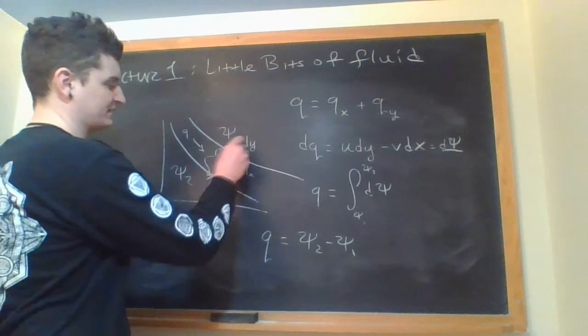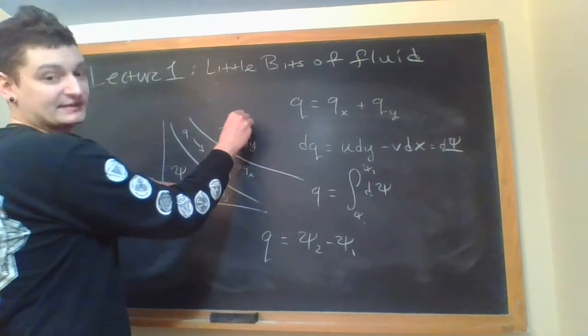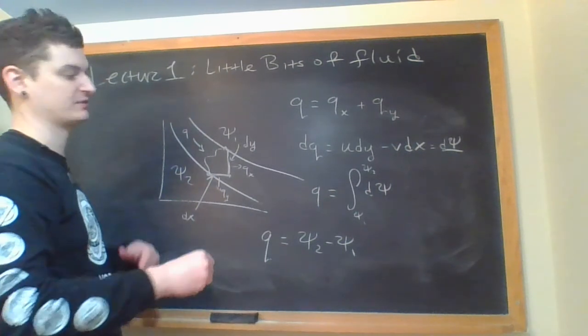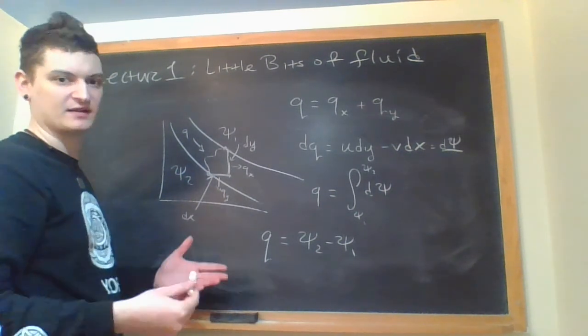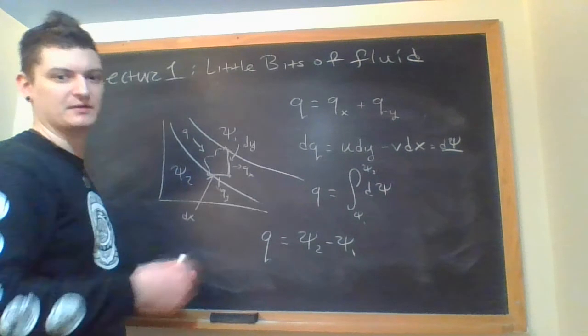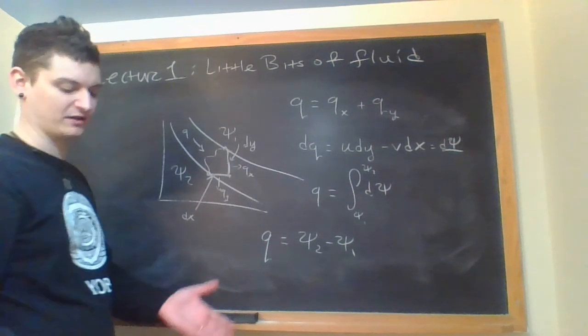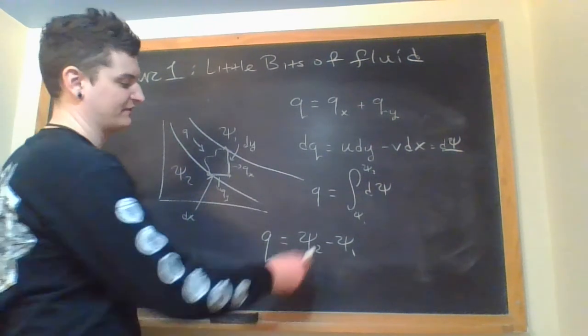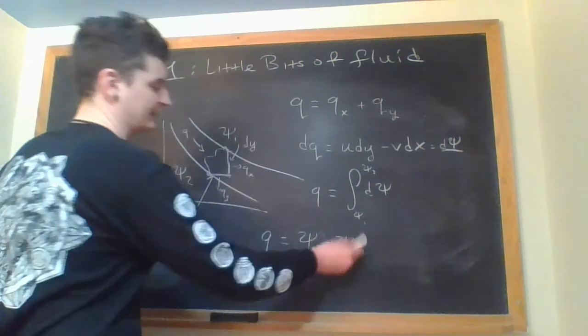So that is one simple calculation you get from streamlines and stream function analysis. As you can see, what is the flow rate between two streamlines, which represent values where the stream function is constant. And you can see how easy that is, because you just need to evaluate this at a point and then this at a point.